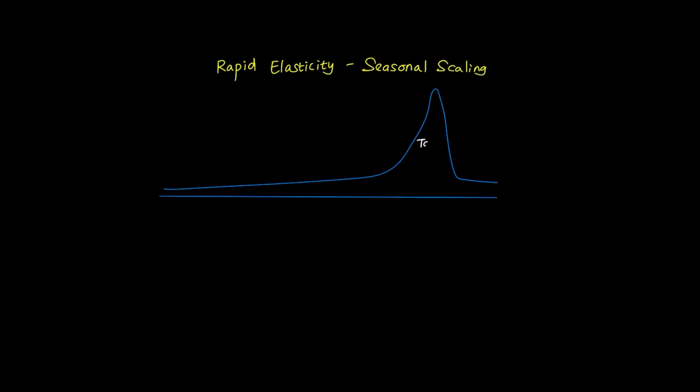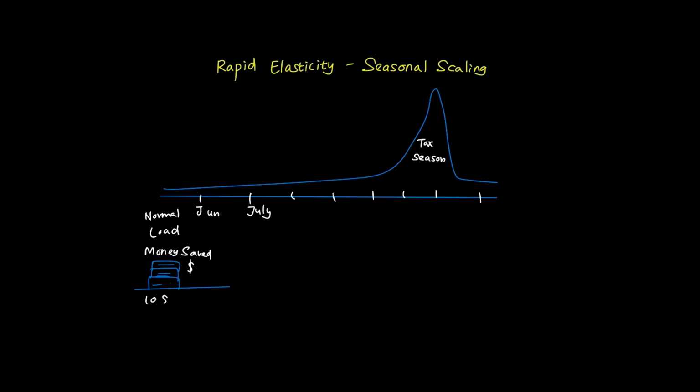Tax preparation companies face extreme seasonal scaling challenges that make rapid elasticity absolutely essential. During tax season, these companies experience 10x or higher traffic as millions of users rush to file before deadlines. Then traffic drops to nearly nothing for the rest of the year. Rapid elasticity allows infrastructure to expand like a balloon during tax season, automatically provisioning hundreds of additional servers to handle the load, then deflate back to minimal resources when the season ends.